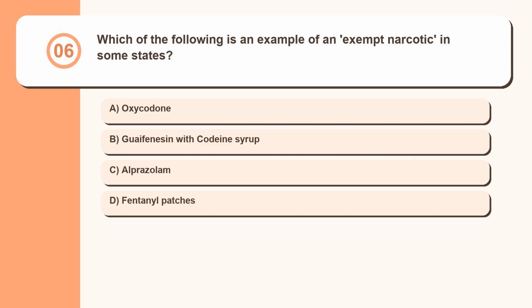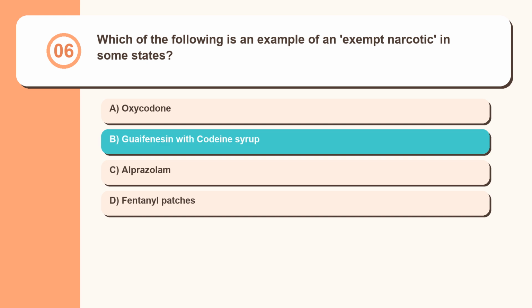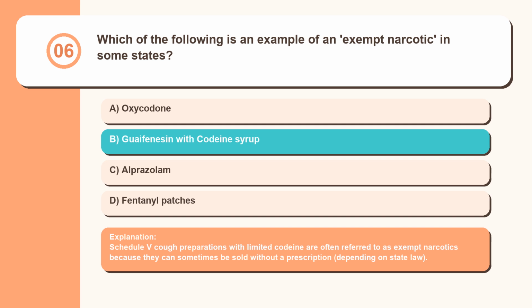Question 6. Which of the following is an example of an exempt narcotic in some states? Oxycodone, guaifenesin with codeine syrup, alprazolam, fentanyl patches. Schedule V cough preparations with limited codeine are often referred to as exempt narcotics because they can sometimes be sold without a prescription, depending on state law.